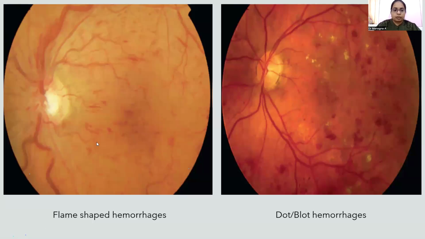So this image on the left is superficial or flame-shaped hemorrhages in the nerve fiber layer. Sometimes in the exam they ask you in which layer of the retina you see the following. Superficial flame-shaped hemorrhages are in the nerve fiber layer, and dot and blot hemorrhages are in the deeper parts of the retina, like the inner nuclear layer or outer plexiform layer.